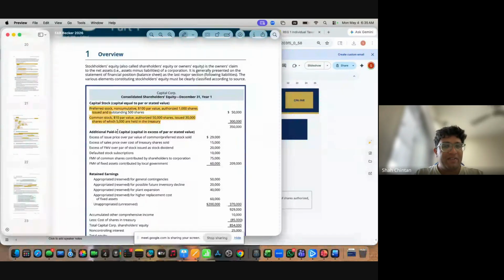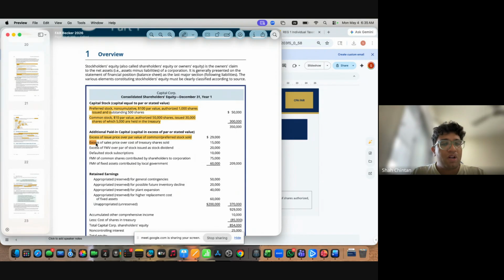Next is APIC, which is additional paid-in capital, in excess of the par value. You can have various reasons for APIC. So let's say the excess of issue price over par for common stock and preference stock. Let's say you have a par value of $100 per share, but you issued the share at 130. So 30 will go to APIC. Or for common stock, you had a $10 par value, and you issued it for $14. So $4 will go towards APIC.